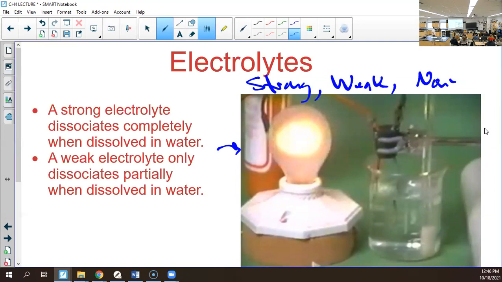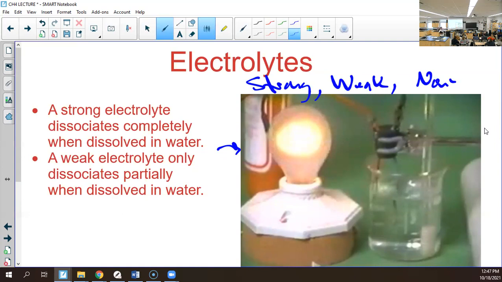All right, so what would isopropyl alcohol be? Non. The alcohol didn't conduct at all. So that's a non-electrolyte. I would not, but I could put my finger in there and nothing should happen. Now I'm not going to. Who knows how clean my finger is and if that would just kill me dead.